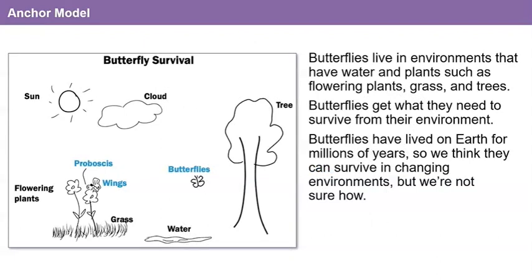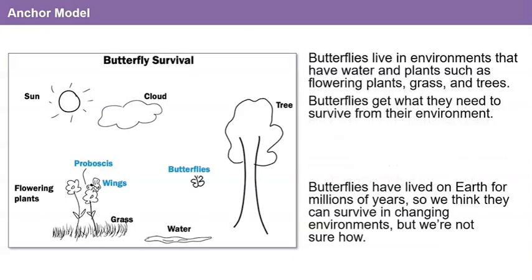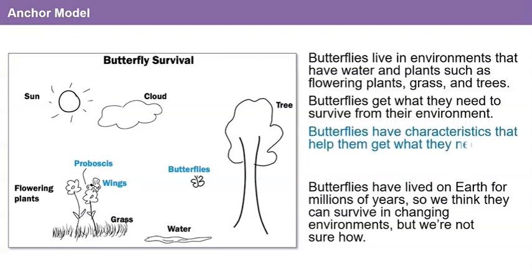Let's also add what we learned to our anchor model explanation. What should we add? We learned that butterflies have characteristics that help them get what they need, such as a proboscis to get nectar and wings to fly. Another one of your tasks today will be to update the anchor model and explanation.